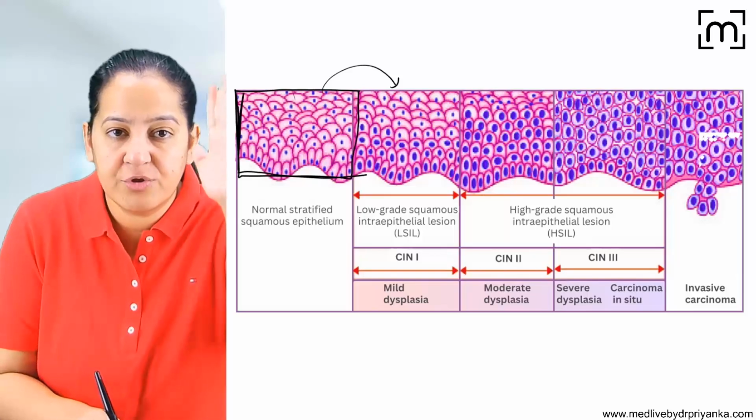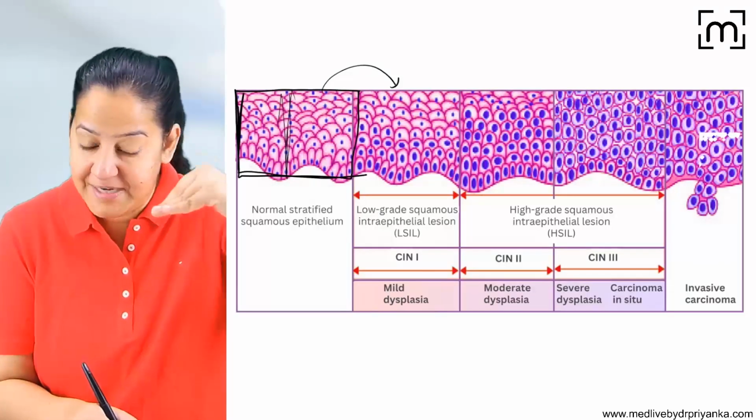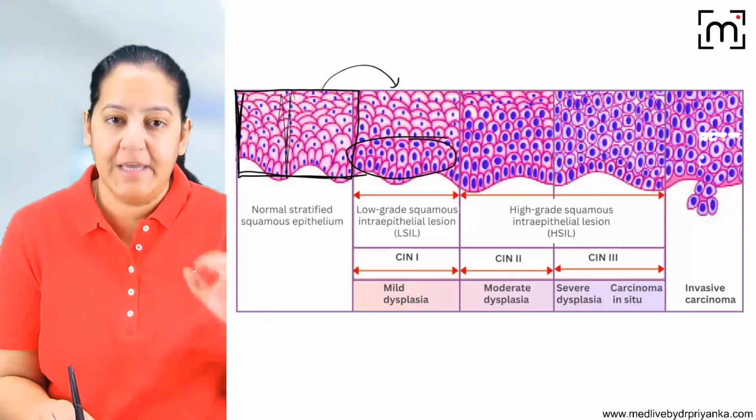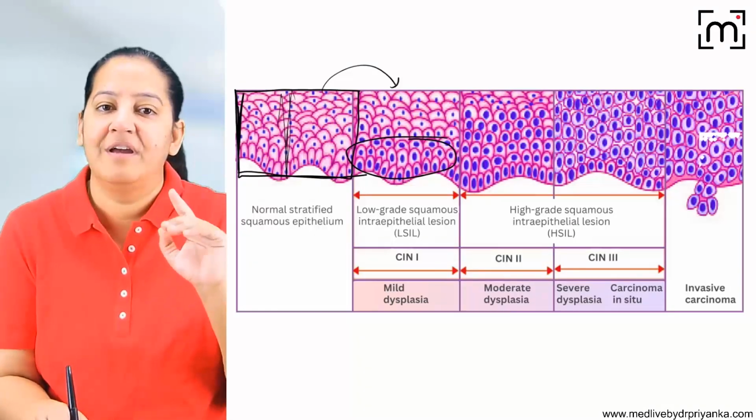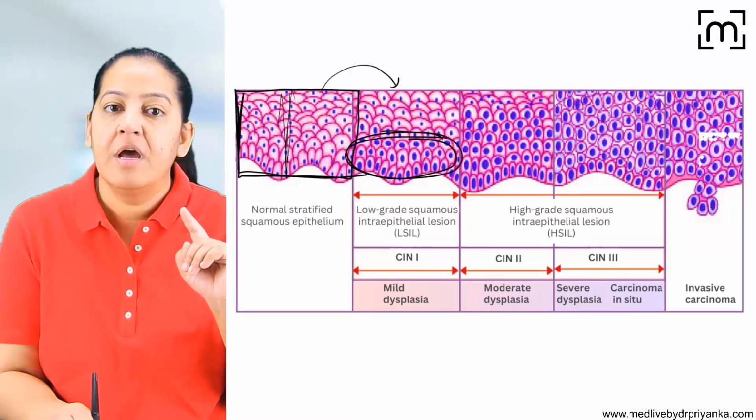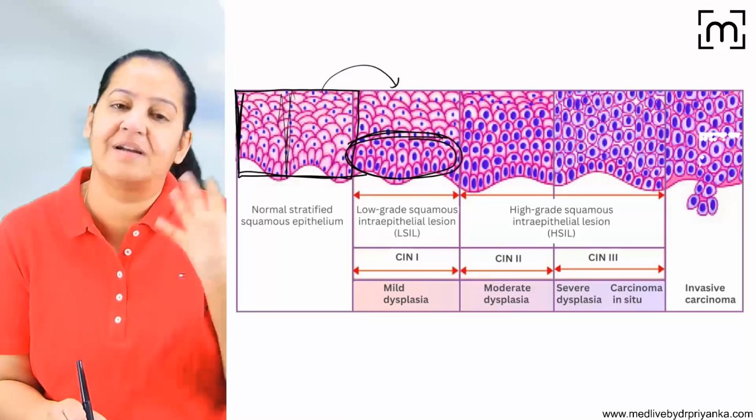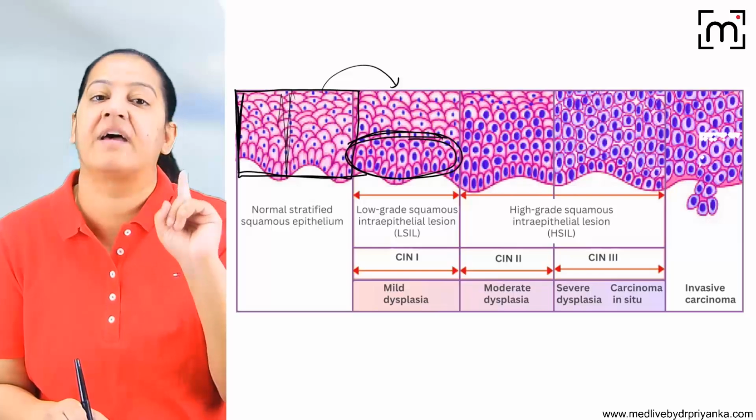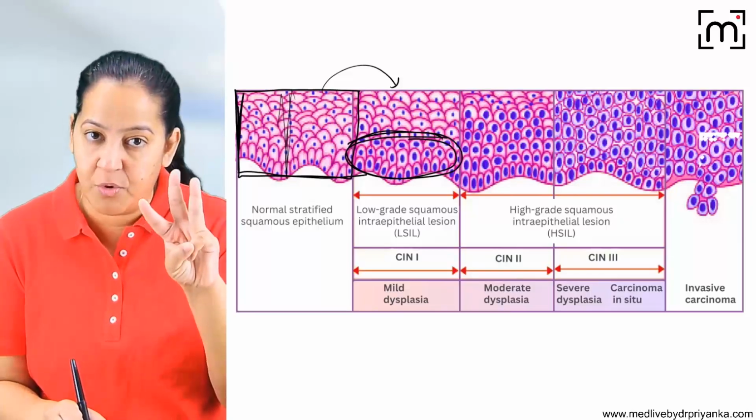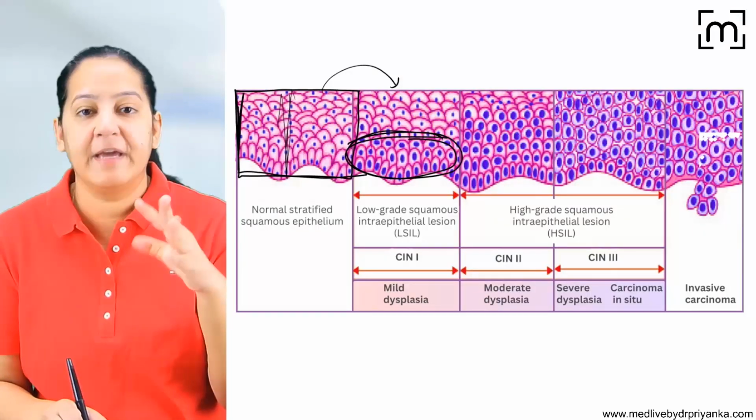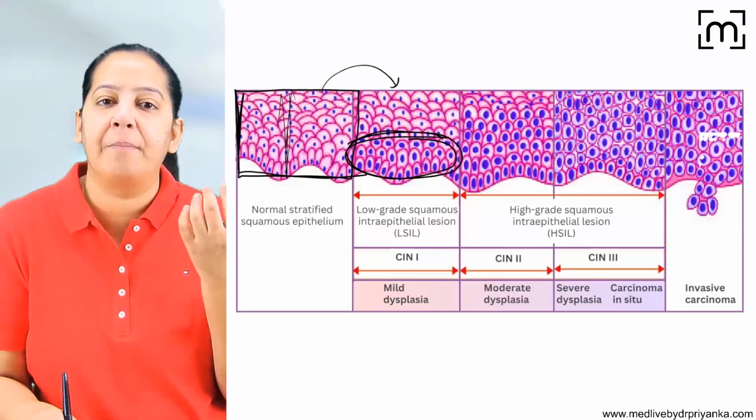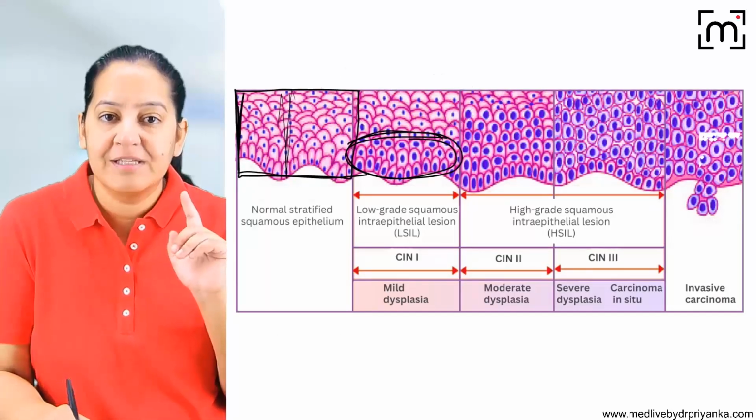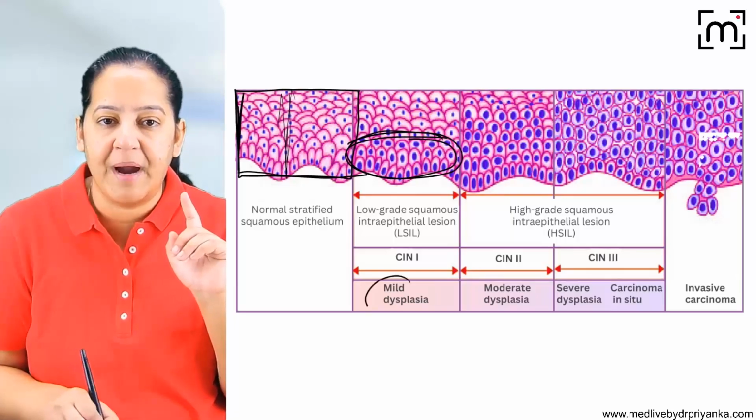You can see out of the total thickness of the cervix where multiple layers are there, 1/3 thickness is showing dysplasia. Can you see this area? This is 1/3. Now, the cells in this 1/3 thickness are dysplastic. They are showing the 5 features. You can see they have lost their polarity. They are hyperchromatic. Their NC ratio is more. They are showing pleomorphism. Some of them show mitosis. But these cells are normal. You can see these are the normal cells. So this is known as mild dysplasia. What do you mean by mild dysplasia?